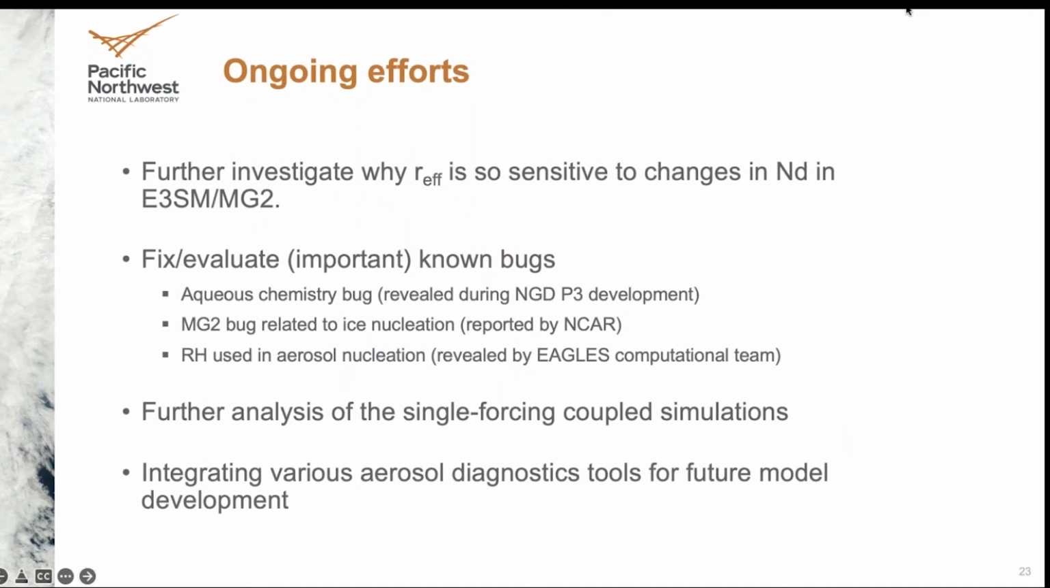So just some final words about the ongoing effort. We are further investigating why the effective radius is so sensitive to changes in the aerosol number concentration in E3SM or MG2. We want to fix and evaluate those important bugs as soon as possible, and also fix them in the master. Some further analysis of the single forcing coupled simulations is planned. And we are also going to integrate various aerosol forcing diagnostic tools for future aerosol model development.